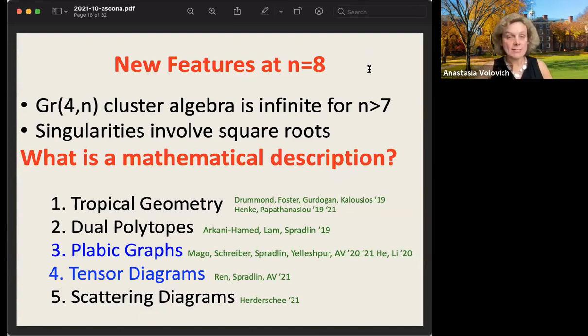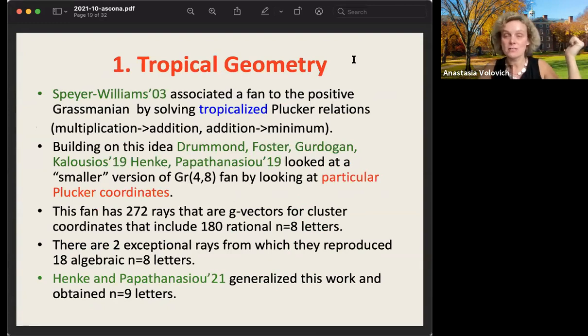So there have been several approaches trying to understand this, and I'll quickly flash a slide for each. Approach number one is a tropical geometry approach. The idea is the following. This was developed by Speyer and Lauren Williams in 2003, where they were able to associate a fan to a positive Grassmannian by solving tropicalized Plücker relations. So you look at these Plücker coordinates and relations, and you tropicalize them and associate a fan to it.